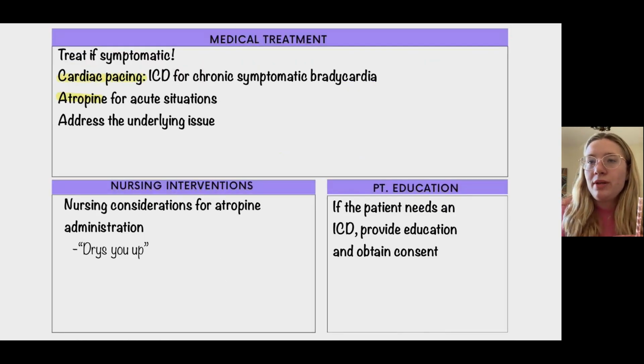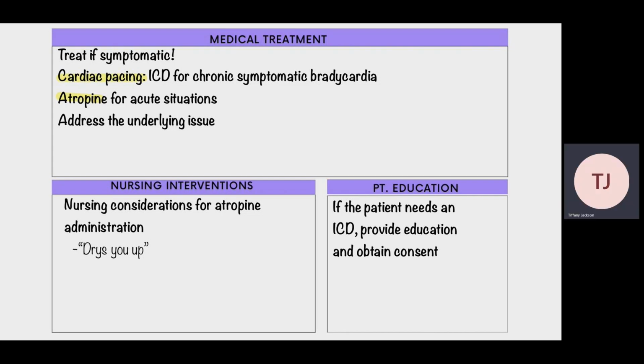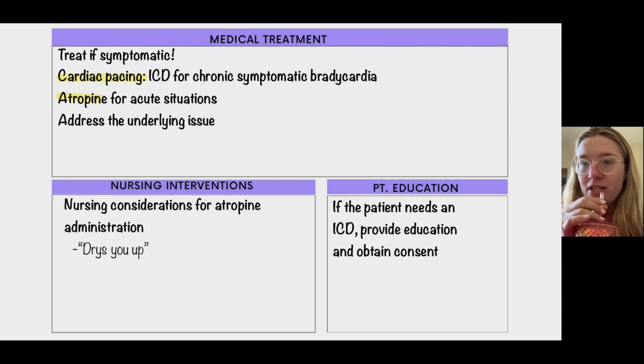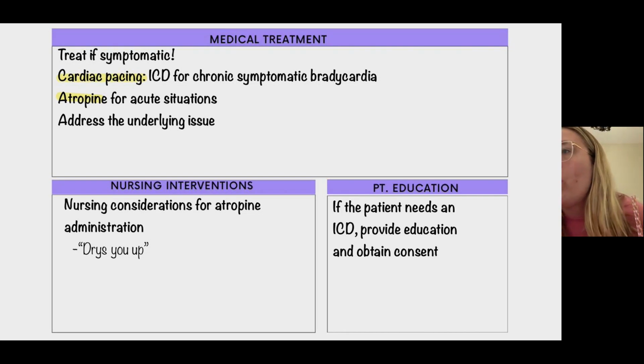So what do we treat if it's symptomatic? If they have chronic symptomatic bradycardia, this is where our pacers might come in, our ICDs. For acute situations, atropine can help bump up the heart rate as well, but this is more used in the acute emergency setting for these patients. What are our nursing considerations for atropine administration? They do tend to dry you up quite a bit.